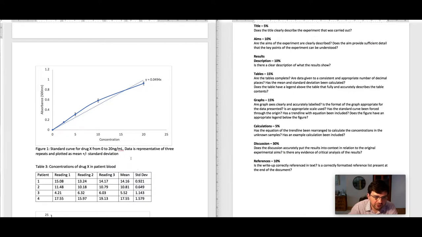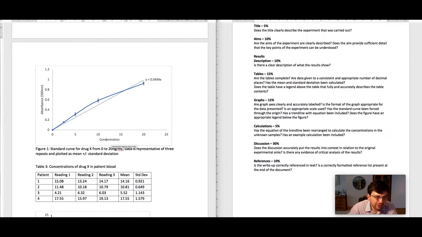That's good. The student then goes on to say that this is representative of 3 repeats and the data that is plotted is mean plus or minus the standard deviation. So we got a full description there in the figure legend of what that figure shows. How could this be improved?